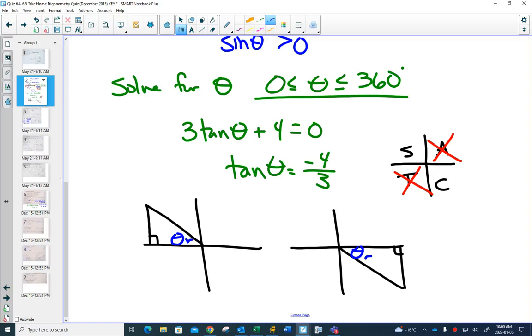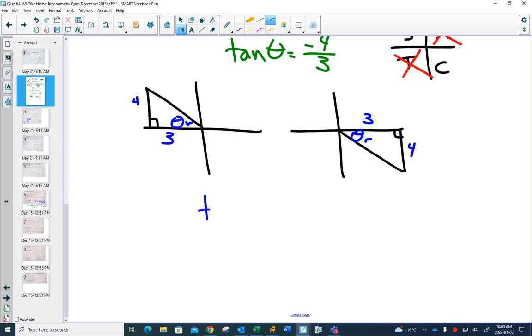Now, we know that tan is opposite over adjacent, so in this triangle, you would know this side is 4, this side is 3, same thing here. Opposite is 4, adjacent is 3. And in that triangle, you definitely can find your reference angle using grade 10 trigonometry. Tan of your reference angle is positive 4 over 3.